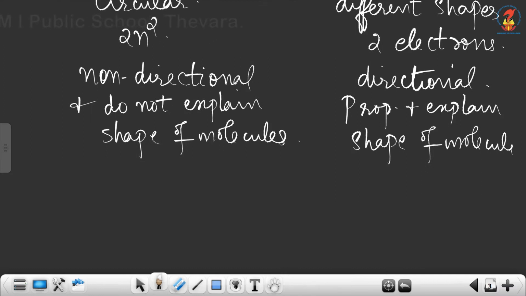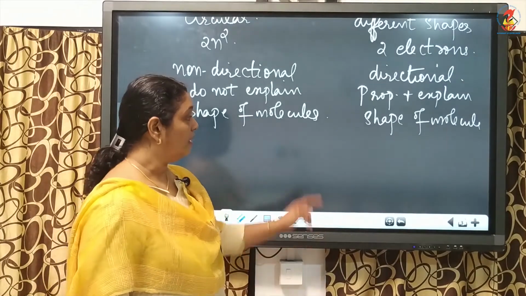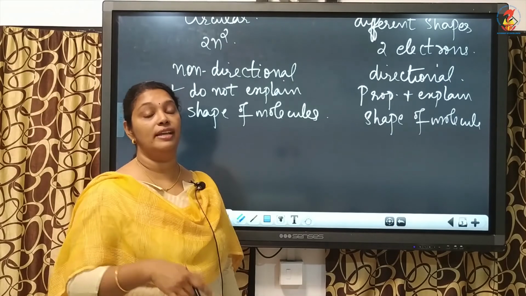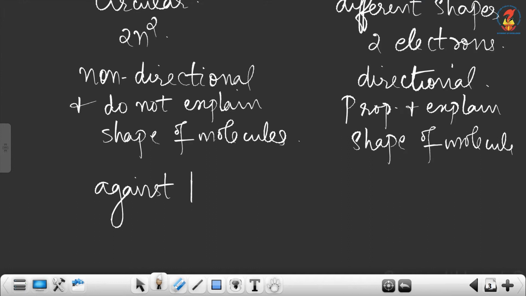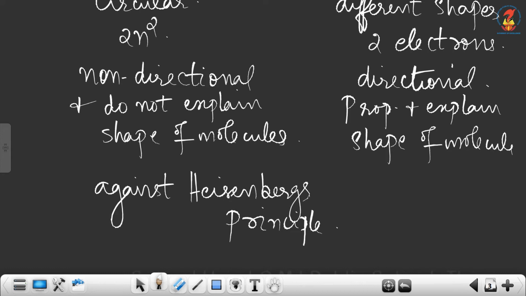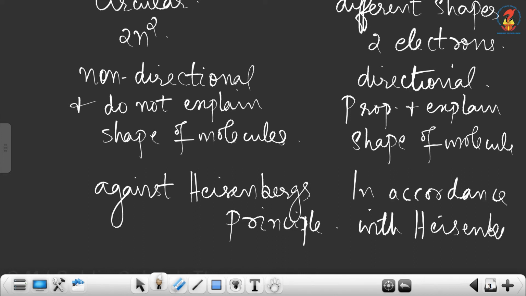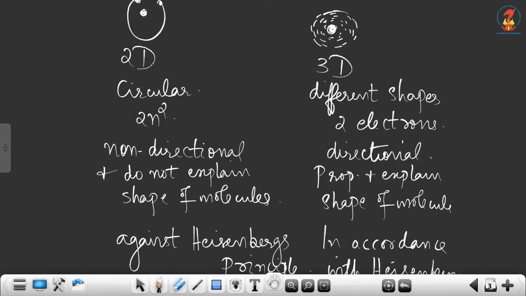Now, the last difference is the concept of orbit is against Heisenberg's uncertainty principle, whereas the concept of orbital is in accordance with Heisenberg's uncertainty principle. So, the last one is, orbit is against Heisenberg's principle, whereas orbital is in accordance with Heisenberg's principle. So, these are the differences between orbit and orbital.